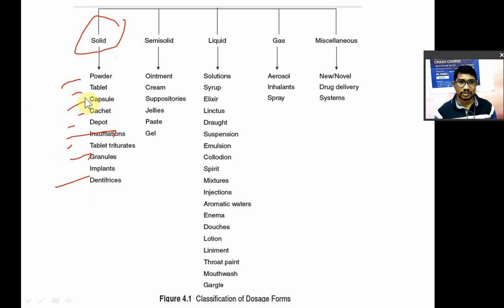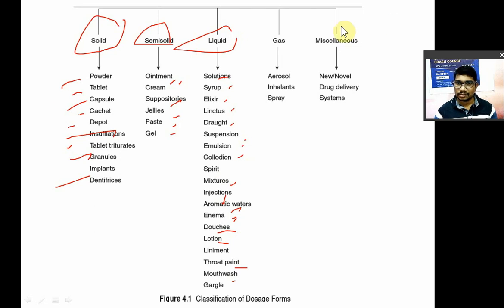So that is the solid dosage form. In semi-solid dosage form, you are going to have creams, ointments, suppositories, jellies, paste, gels, etc. These are the semi-solid dosage forms. Liquid dosage form, in that you are going to have solutions, syrup, elixirs, linctuses, draughts, then suspension, emulsion, collodion, then spirit, mixtures, injections, aromatic waters, enema, douches, then lotion, liniment, throat paint, mouthwash and gargle. These are the liquid dosage forms.